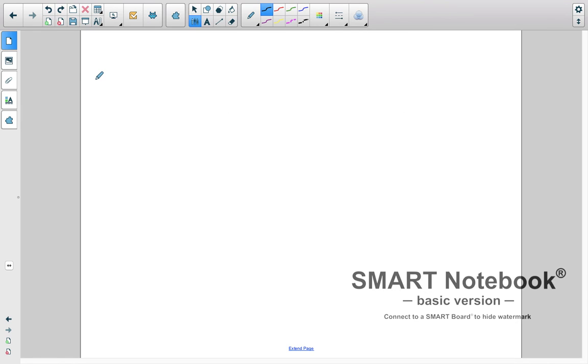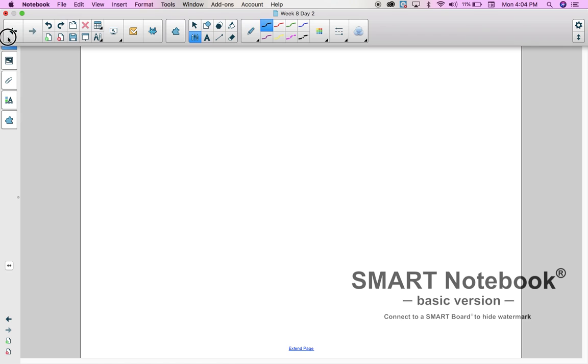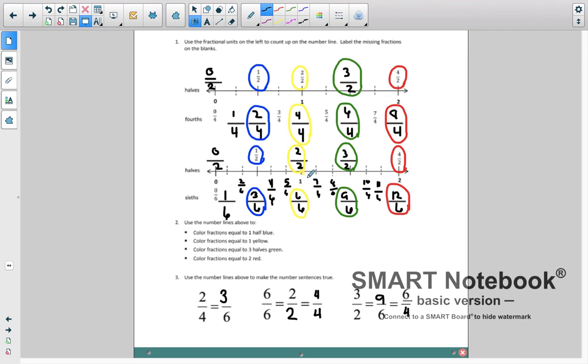Oh, and that's all for week 8, day 2. So remember, we're just filling in blanks and then we're finding numbers that are equivalent to each other.